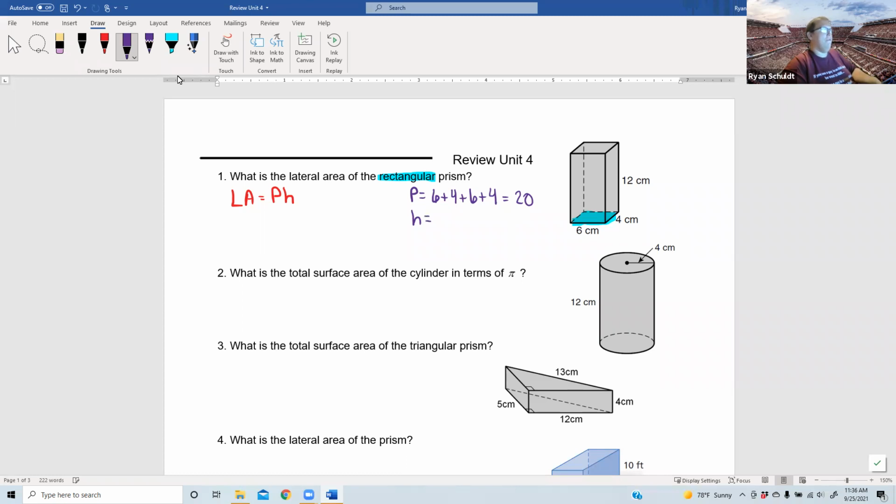The height of the prism is 12. I have perimeter, I have height. Let's plug it in. So it's going to be 20 times 12, to get you 240 centimeters squared.